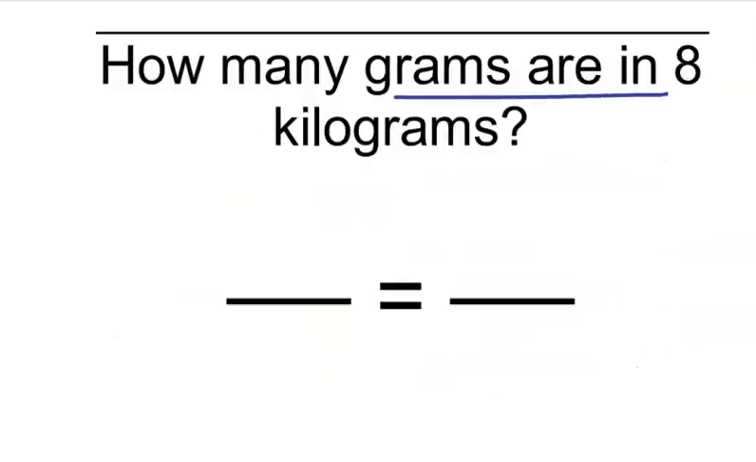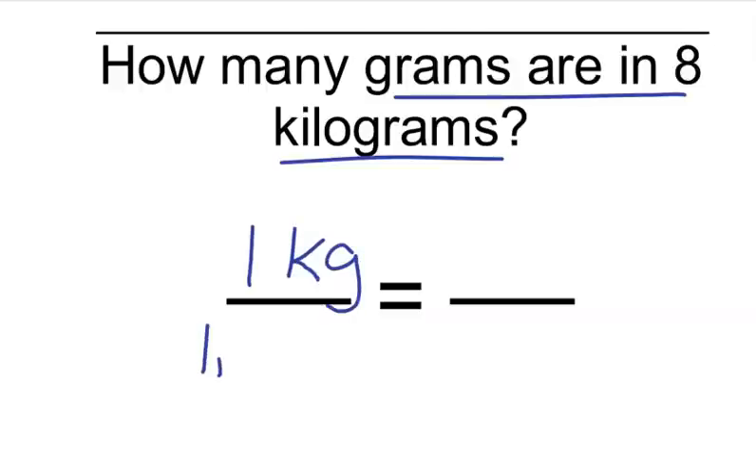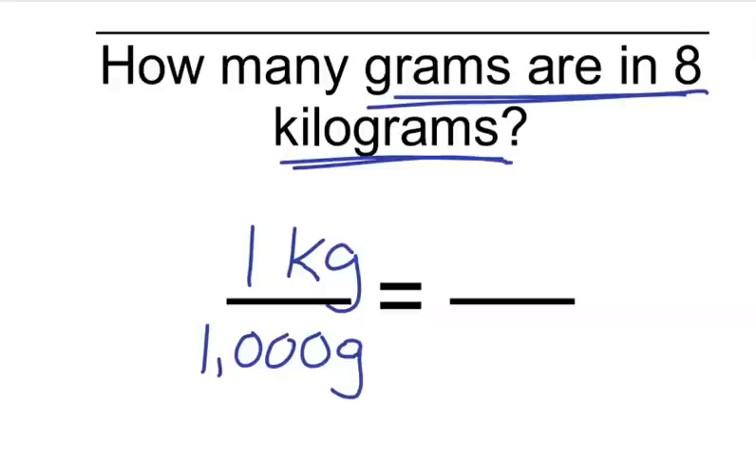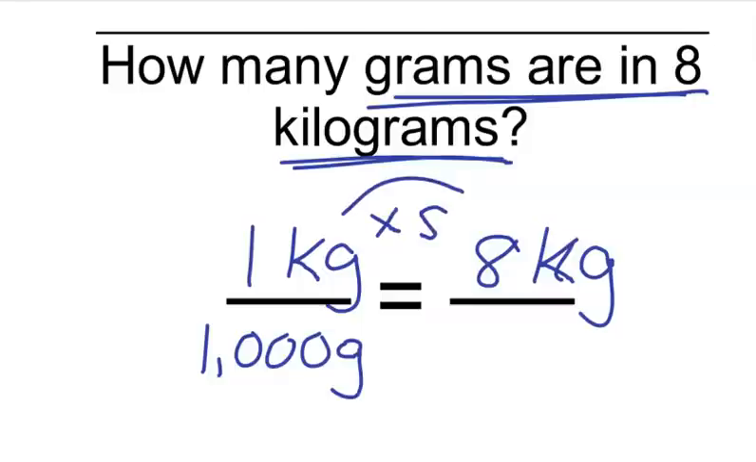How many grams are in 8 kilograms? Well, if you don't know this, 1 kilogram is the same as 1,000 grams. So if we want to know how many grams are in 8 kilograms, we want to get from 1 kilogram to 8 kilograms. So what are we going to do with that? We're going to multiply it by 8. So you're going to have to do the same thing down here. 1,000 times 8 is 8,000.